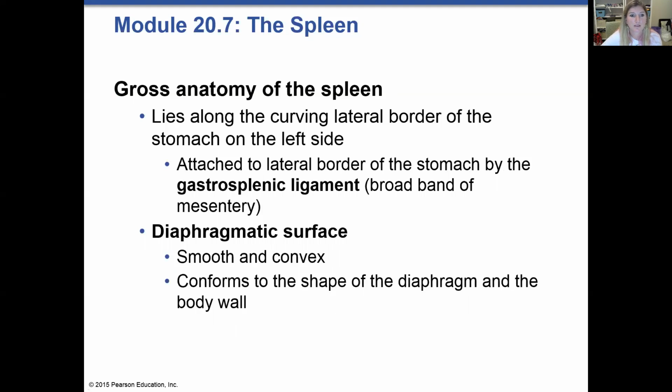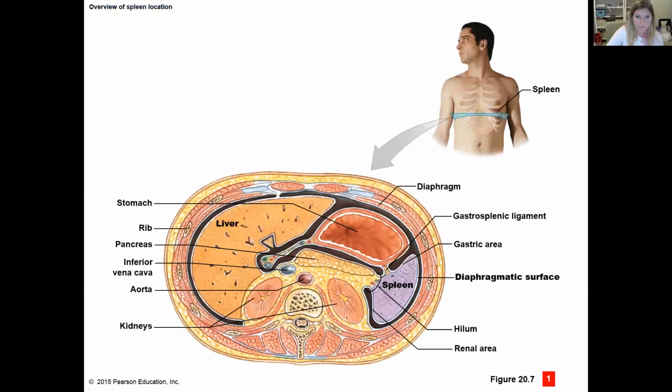Overall anatomy, it's on the lateral border of the stomach, on the left side of the body, attaching to the stomach by something called the gastrosplenic ligament, basically just a big chunk of mesentery. We'll get into all that later. There's the diaphragmatic surface, which is smooth and convex, lining right up underneath the diaphragm. There it is, that nice little purple organ on the left side.